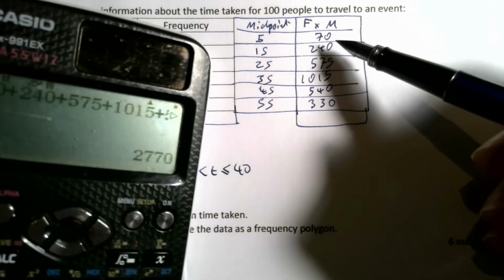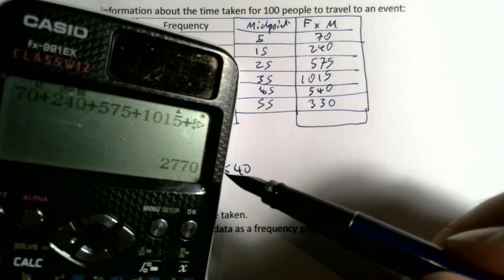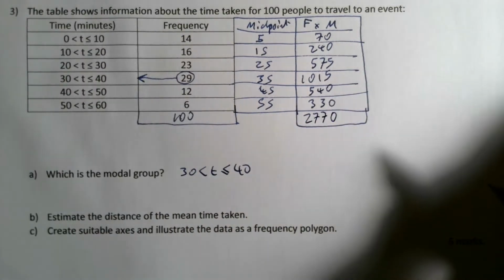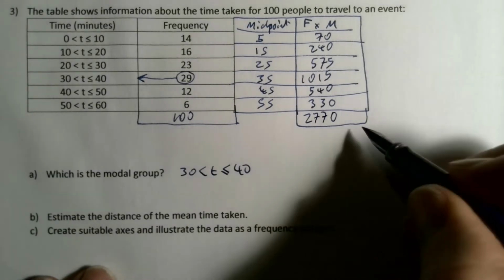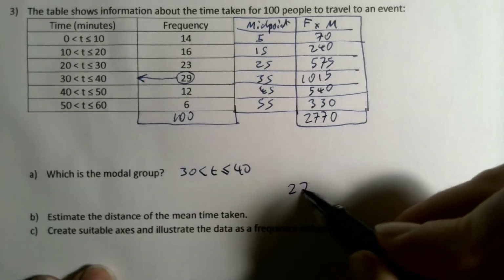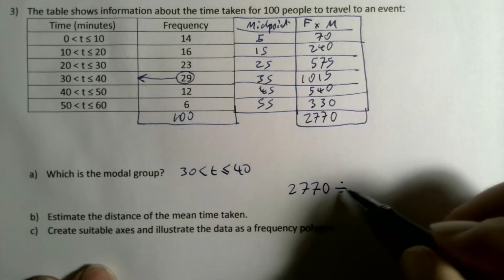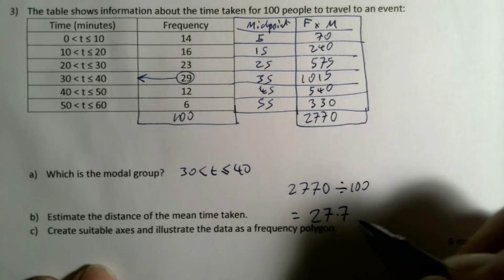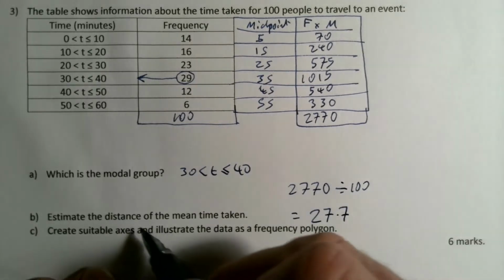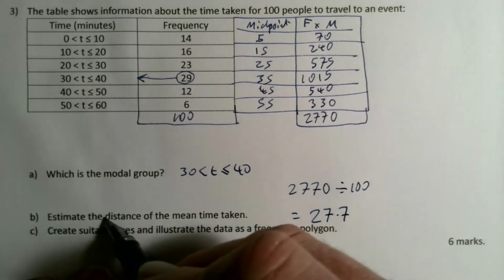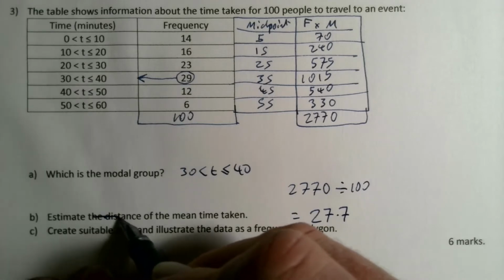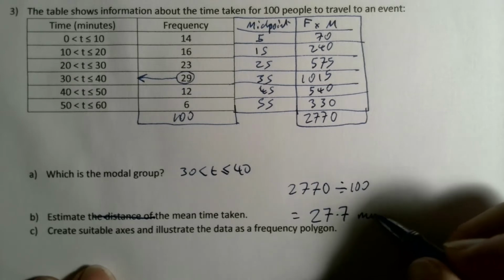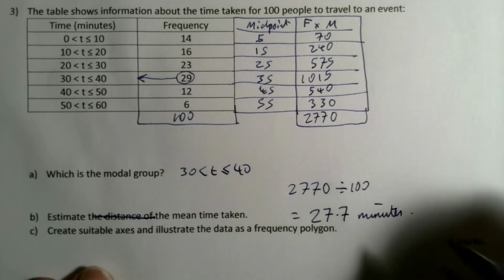Then we need to know the total time, so put them all in, add them all up. That gives me 2,770 minutes altogether by the 100 people. So then you need to divide the 2770 by 100, which gives you 27.7. Oh, that says estimate. That should just say estimate the mean time taken, shouldn't it? 27.7 minutes, and don't worry about the seconds part of it.